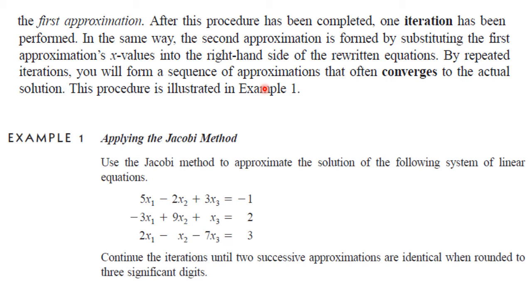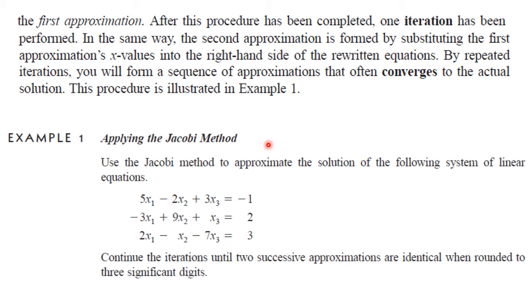This is actually the first approximation, because the previous one was the initial approximation. Don't count that as the first approximation. That was the initial approximation, and now you calculate the first approximation, then the second approximation, the third approximation, and finally you will see that your solution is converging.